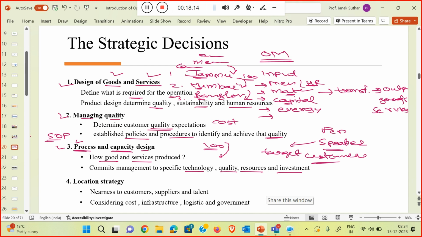The next is the location strategy. Like I told, these are the 3 locations I choose. It should be near to the customer. So if you open the salon, it should not be very far outside, otherwise no one will come. So the location strategy also works very well.